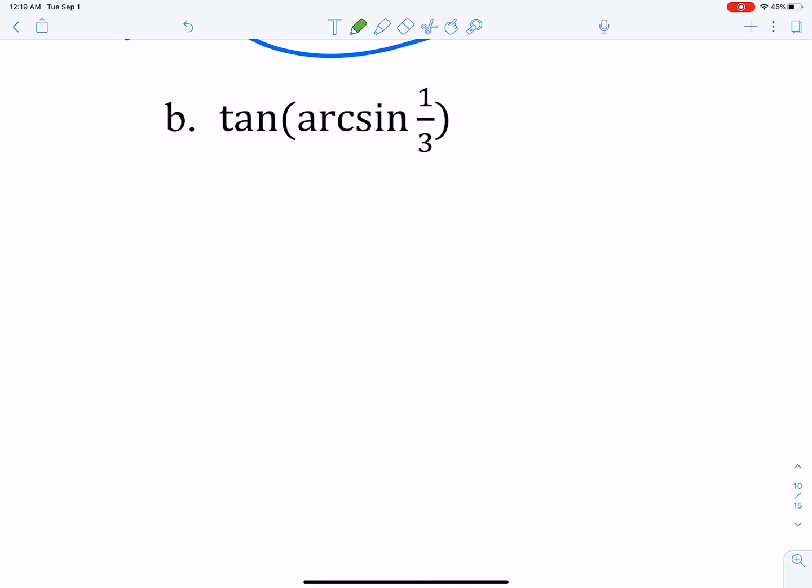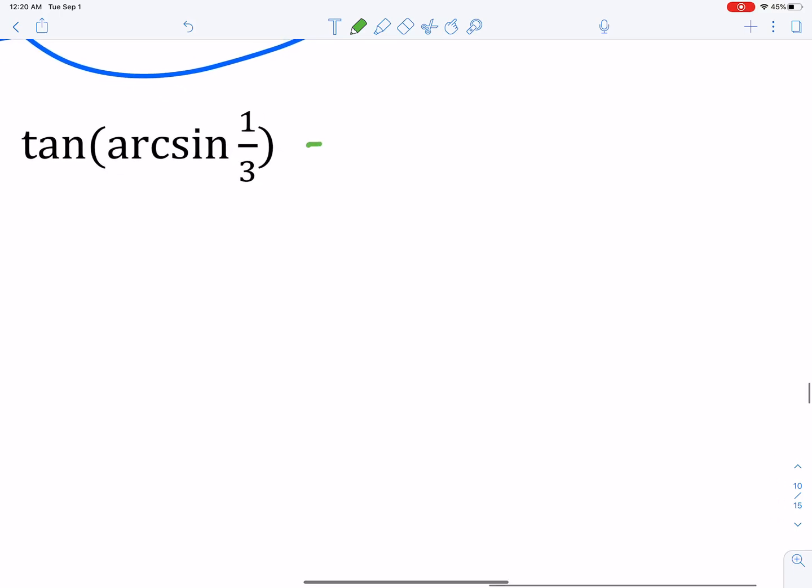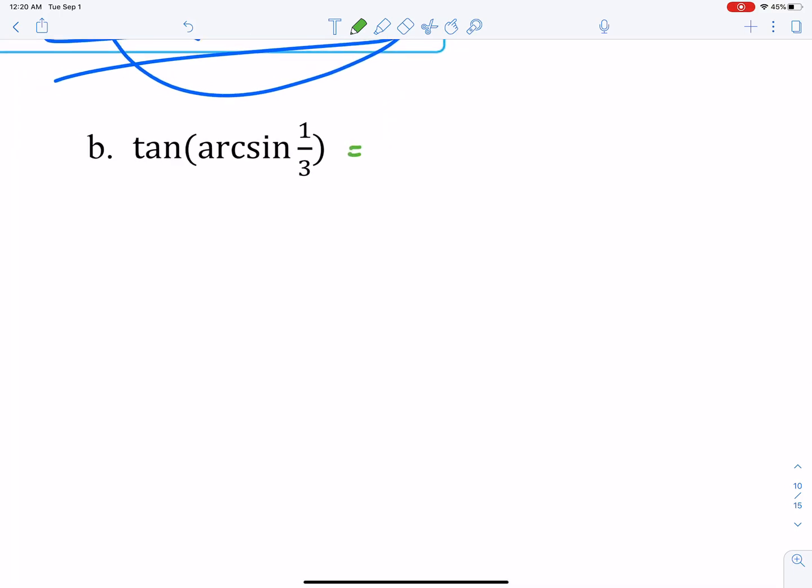All right, the next problem here. So we need to find tangent of arcsine of 1/3. Well, if you remember, arcsine really means inverse sine, right? So we're trying to find tangent of inverse sine of 1/3, right? Now we got to analyze again. We got to think about this. Are we trying to find an angle or a value? Well, let's think about this. We said for inverse sine, we're saying this is a value. So inverse sine of a value gives us an angle.